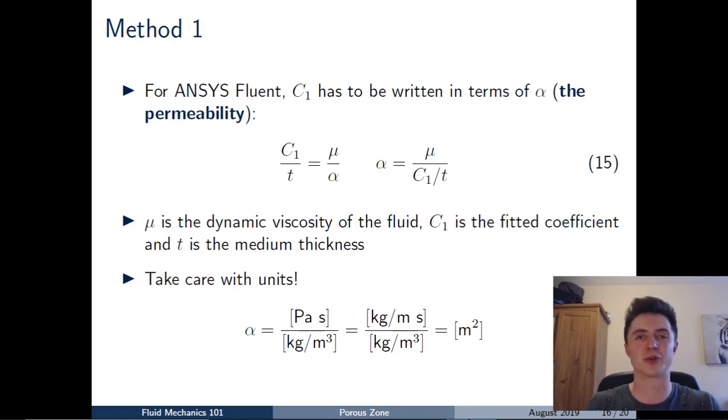And as always, one of the main takeaway points from this talk is to be very careful with the units that you apply when you're specifying your coefficients. So the face permeability alpha there has units of dynamic viscosity divided by C1 over T, and if you work that out, you'll find that the face permeability has units of meters squared, which may not be intuitive at first, but if you use the fraction there in equation 15 with the correct units, you'll ensure that alpha also has the correct units.